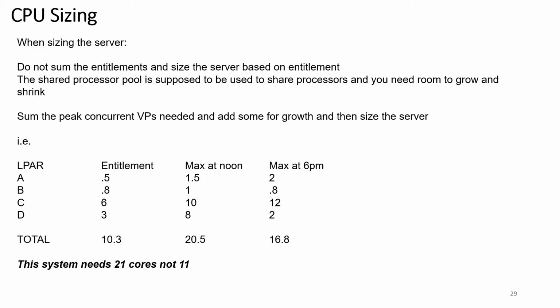If you look at this system here, I have 4 LPARs, and I have the number of cores that I need, and they sum the entitlements, so they thought they needed 11 cores, but actually when you look at how they peak at noon, they actually really need 21 cores. Make sure that you understand how your workloads work.